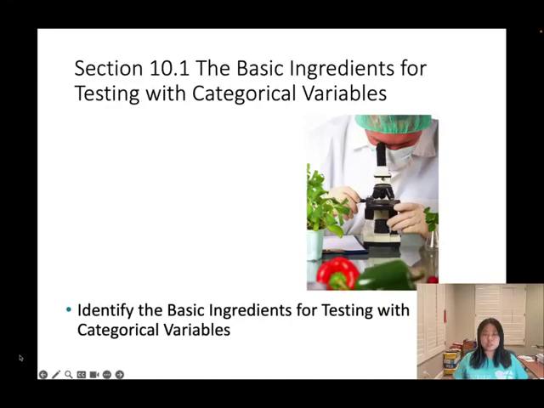Section 10.1, the basic ingredients for testing with categorical variables. For these sessions, we'll be introducing some basic ingredients for testing with categorical variables. And then in section 10.2, we're going to combine everything together to do the hypothesis testing.